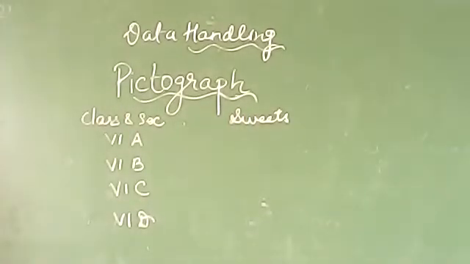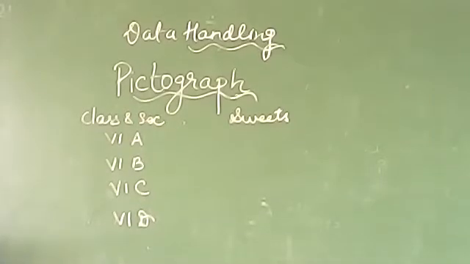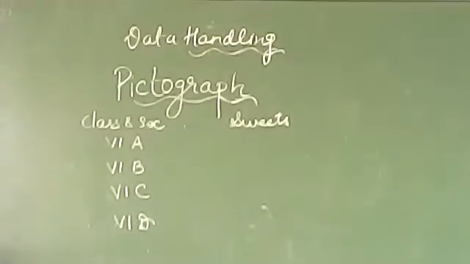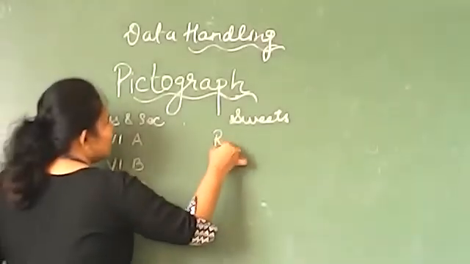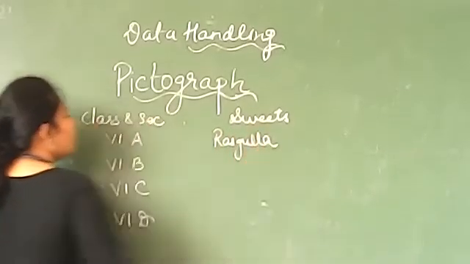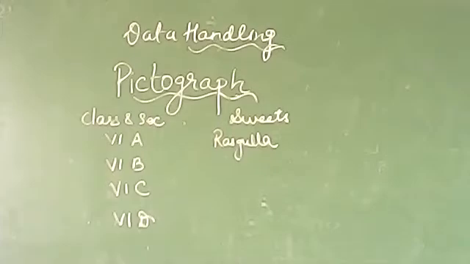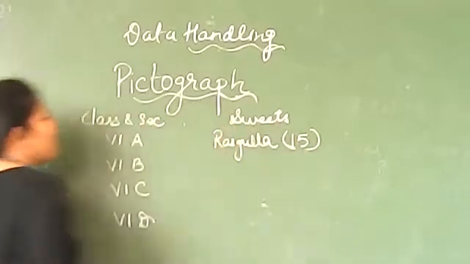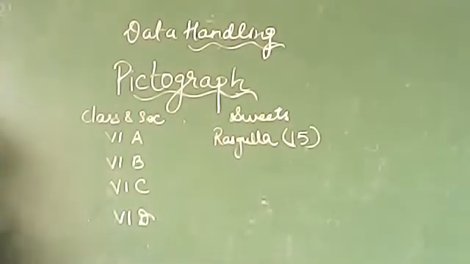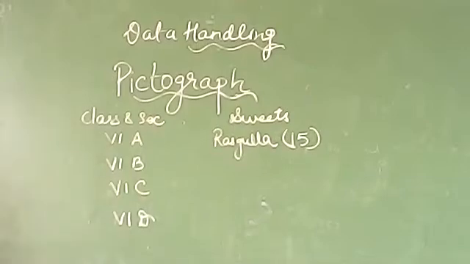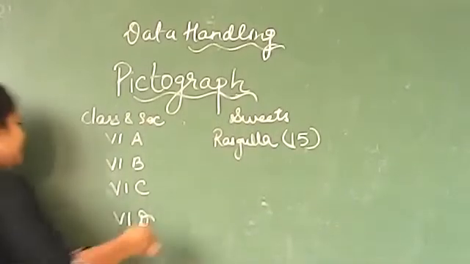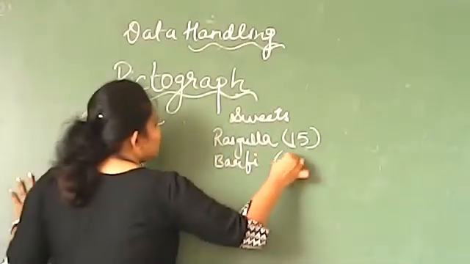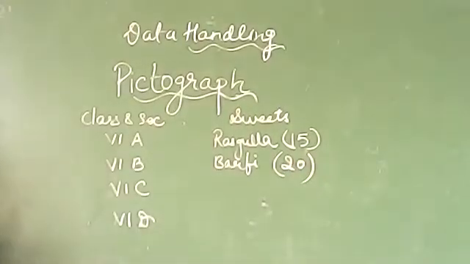which they like. Now let's talk about which sweets they like most. In class 6th A, when I took the inquiry, I came to know that they like the sweet rasgulla. I found out that in that class there were a total of 15 people who were liking rasgulla. Then I came to 6th B and asked them which sweets they like. They told me they like barfi, and in class 6th B, 20 students were liking barfi. So I have written that data.